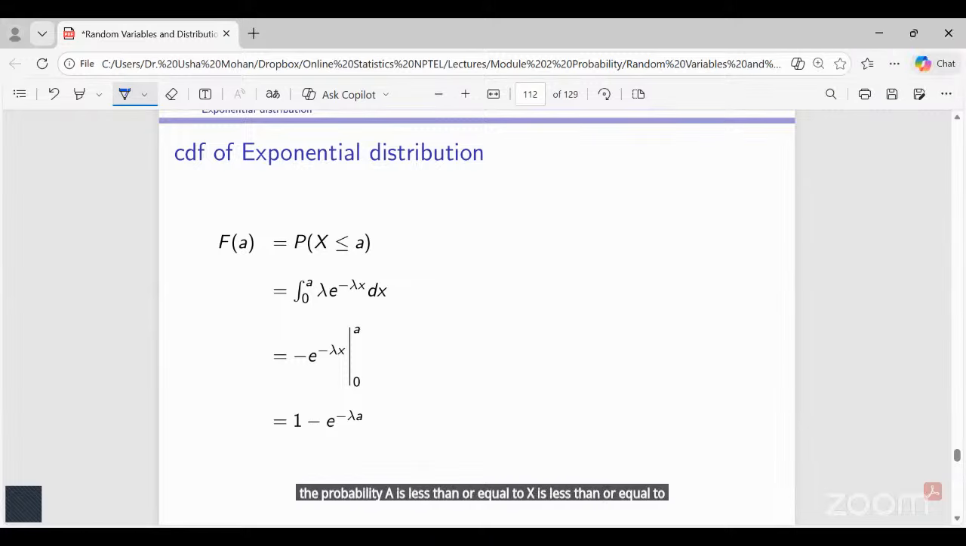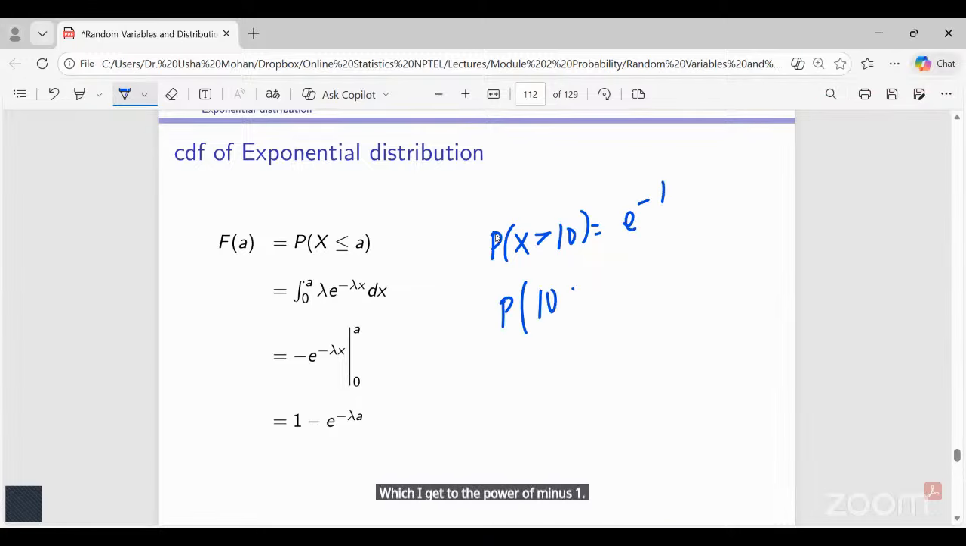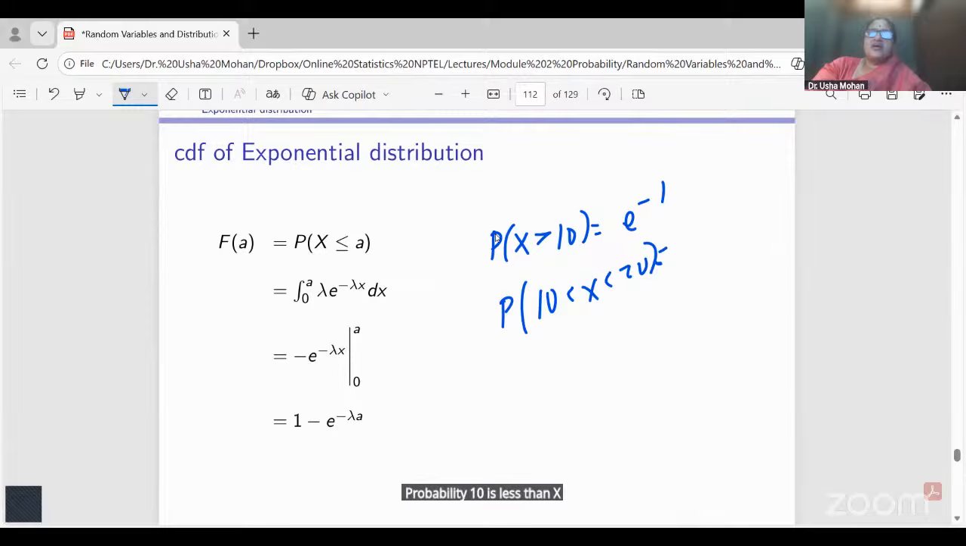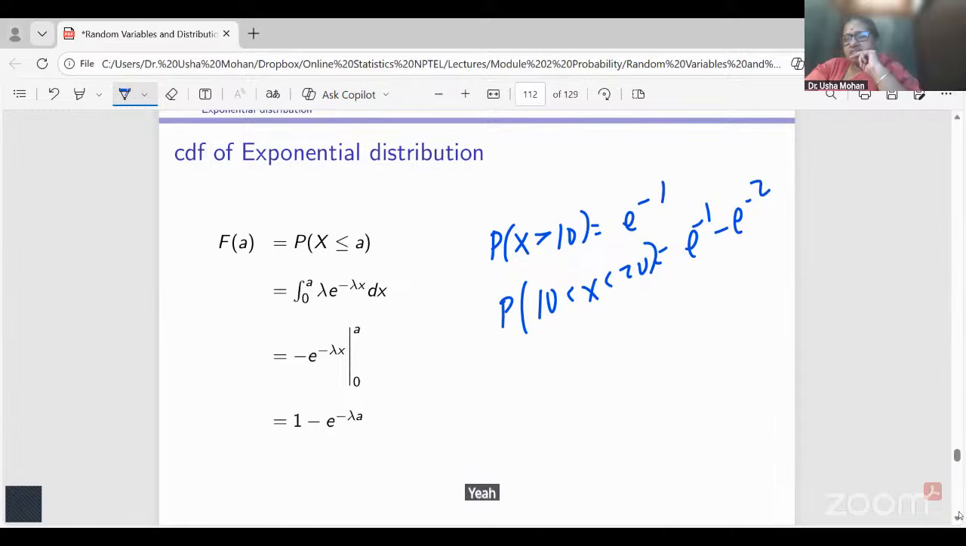So probability X is greater than A. I just find the probability X is greater than 10, which I get as e to the power of minus 1. Probability 10 is less than X is less than 20, I get as e to the power of minus 1 minus e to the power of minus 2. Is that clear? Yes, ma'am.